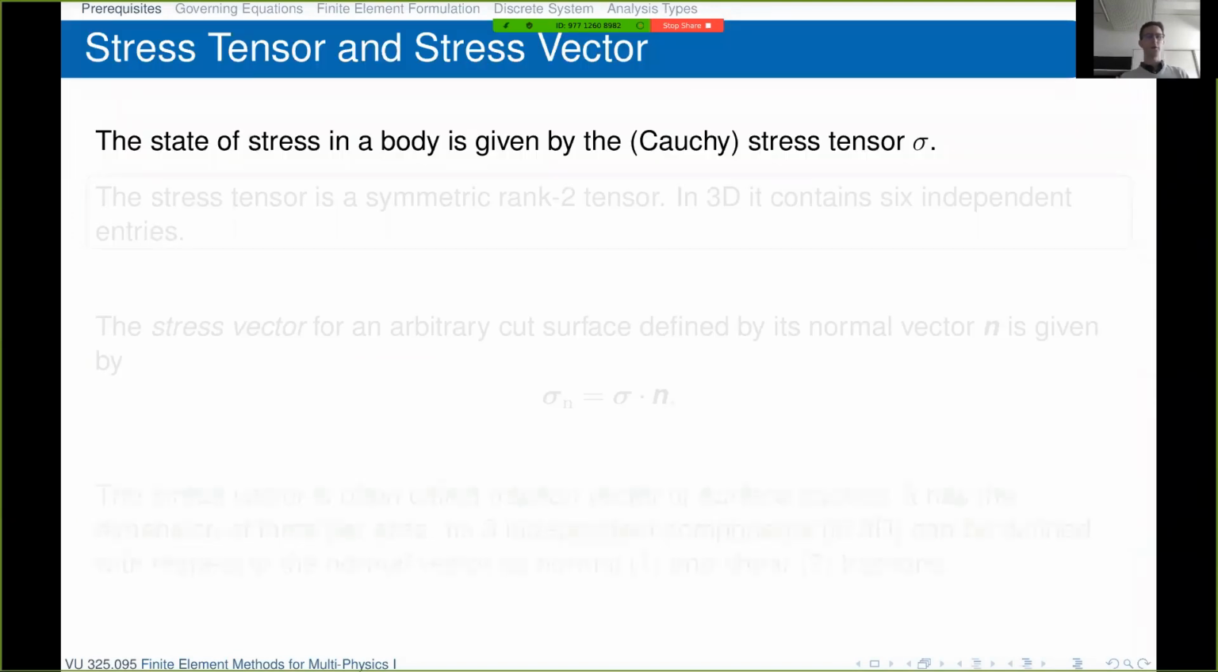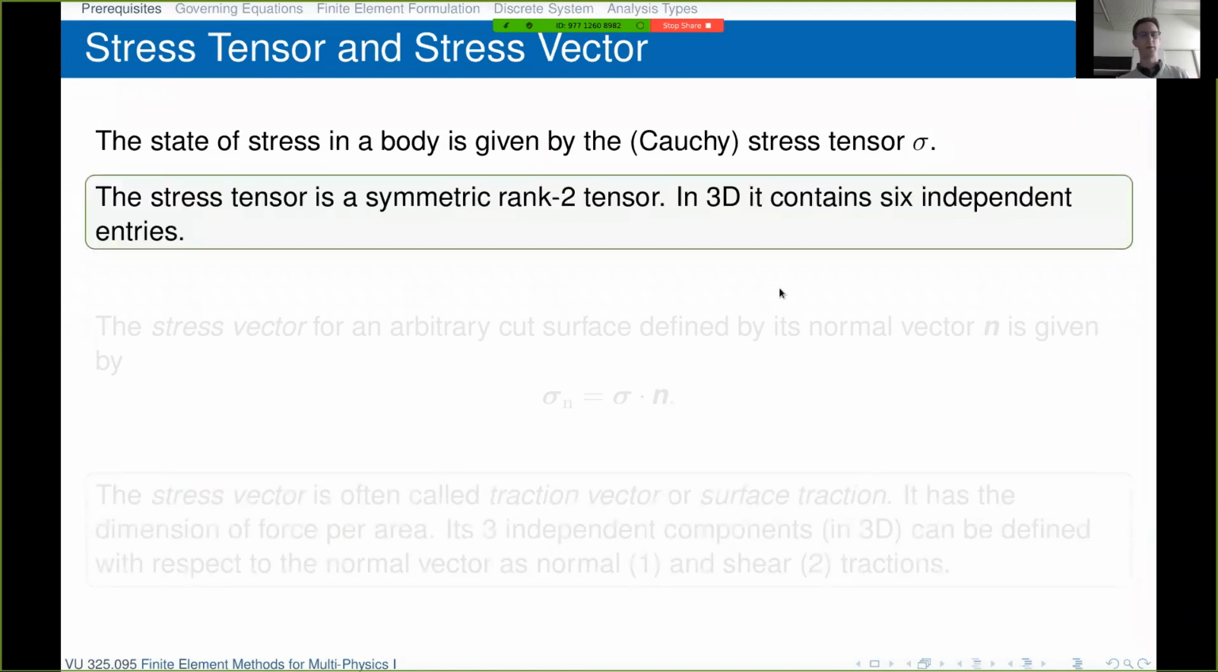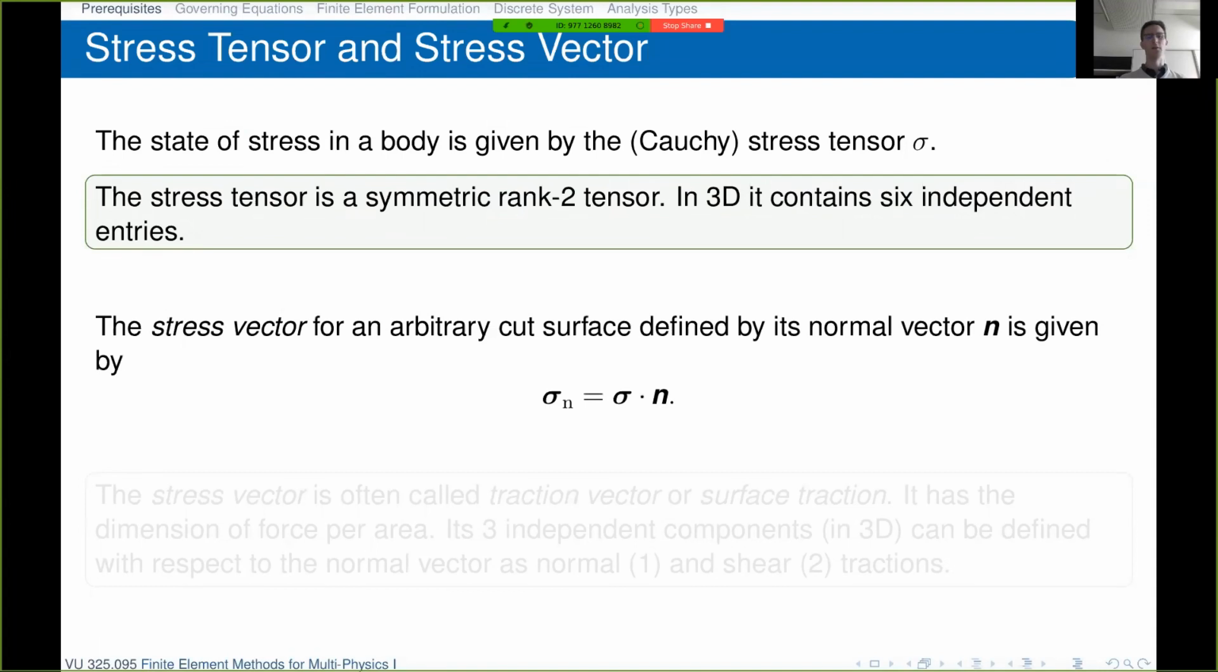Then you should also know that the stress tensor and the stress vector, so the state of stress in the body, is given by the Cauchy stress tensor, and we denote it by a sigma. It's a symmetric rank 2 tensor, we also know that, and in 3D it contains therefore 6 independent entries due to the symmetry. So it has 9 entries in total, but due to symmetry, only 6 are independent. And if we now know the complete stress state in the body at the arbitrary point given by the stress tensor, we can also compute the stress vector for any arbitrary cut surface.